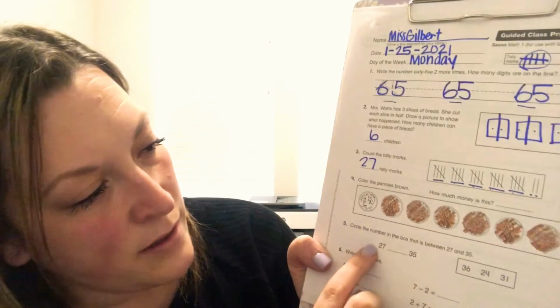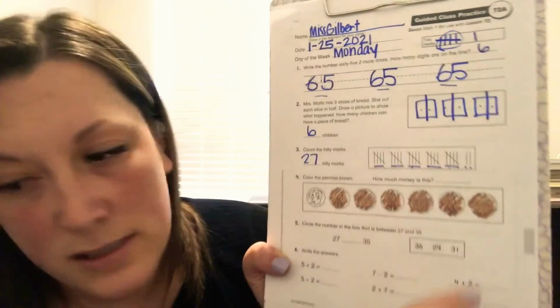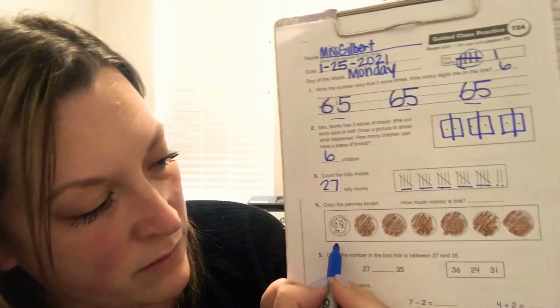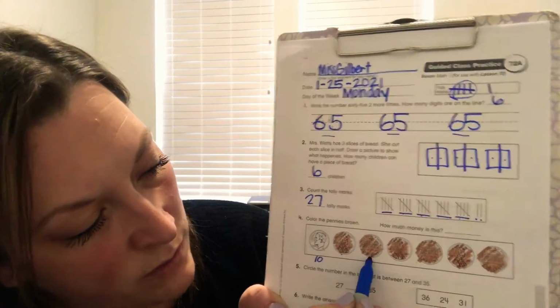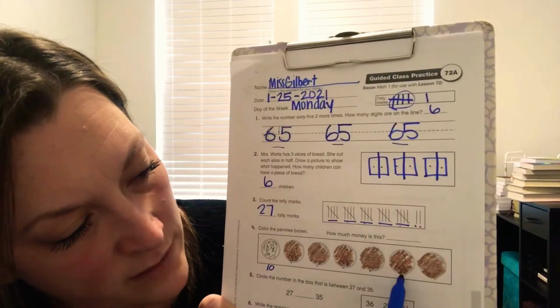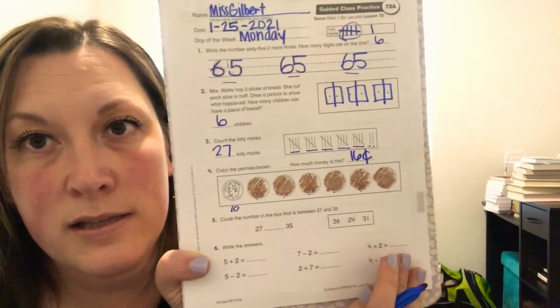Okay. Now, circle, right up here, how much money is this? So we count first, a dime is worth how much? 10. So 10, 11, 12, 13, 14, 15, 16. 16 cents.